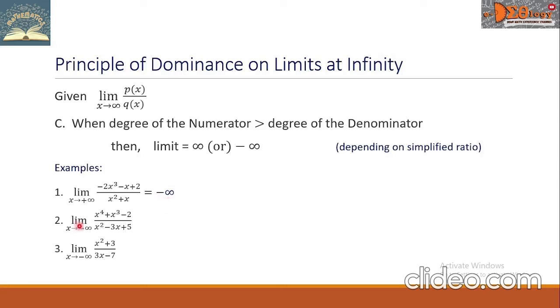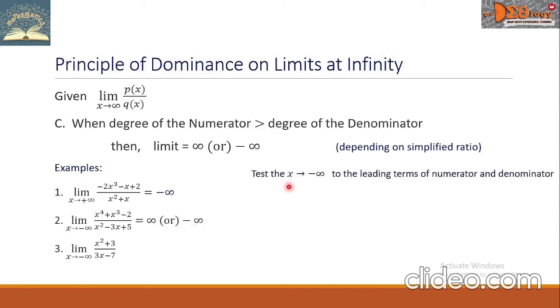Problem 2. The limit of x raised to 4 plus x cubed minus 2 all over x squared minus 3x plus 5 as x approaches negative infinity. In the numerator, the degree is 4. In the denominator, the degree is 2. So the degree of the numerator is more than the degree of the denominator. The answer is positive infinity or negative infinity. Let us see which one must be the answer.